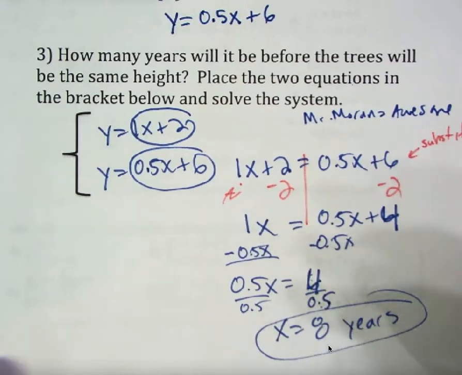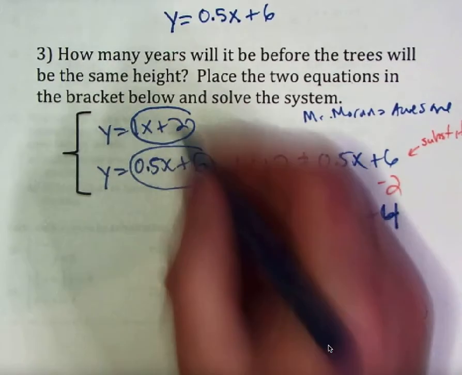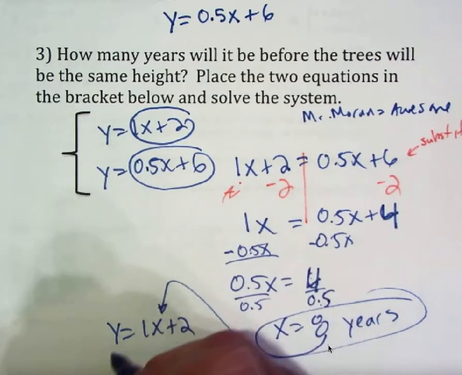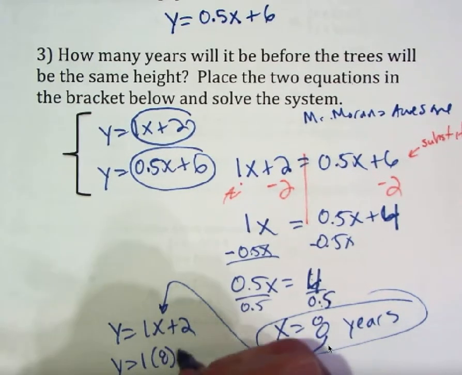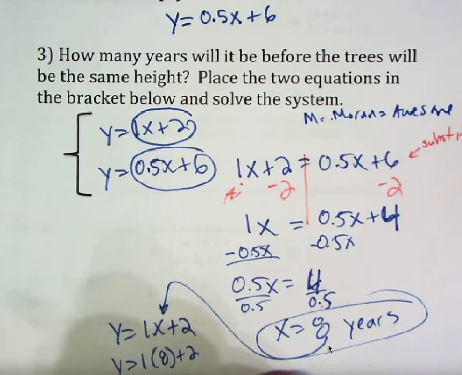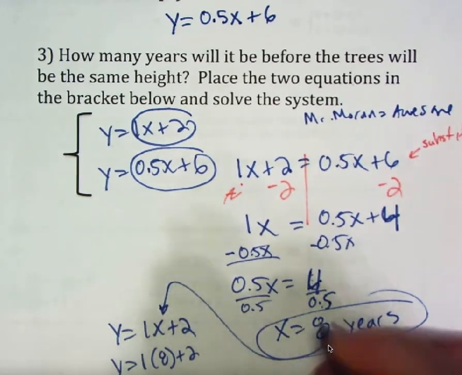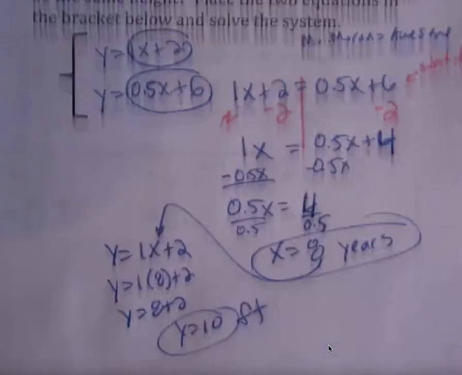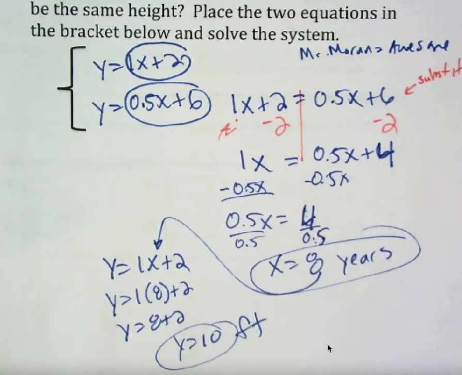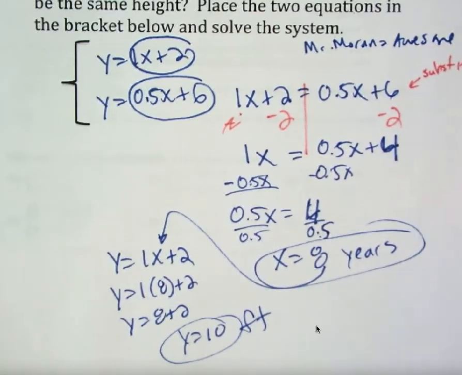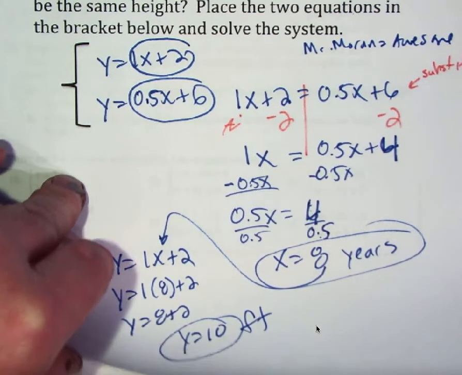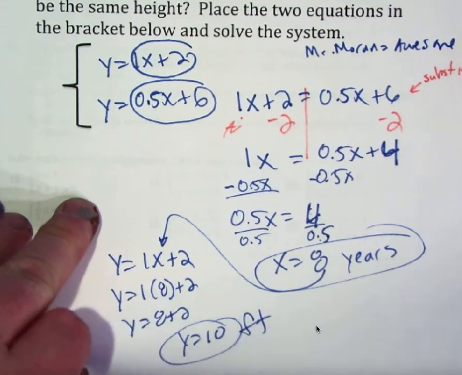Cool. But we can also find out how tall they're going to be. So we can find our y. Let's take the top equation. You can choose either. And let's plug in the x that we found. Cool. So in 8 years, they'll both be, oh, you can't see, 10 feet tall. Okay. And we're going to keep looking at word problems as we go through this chapter 5.